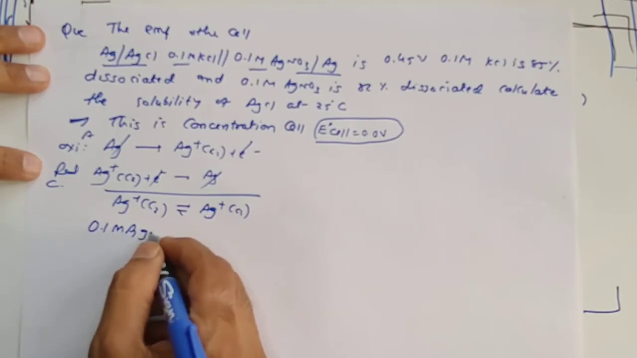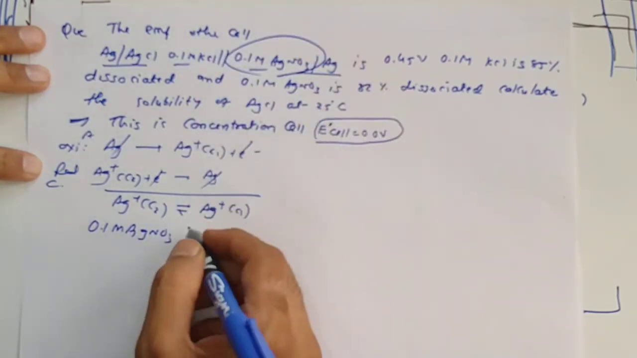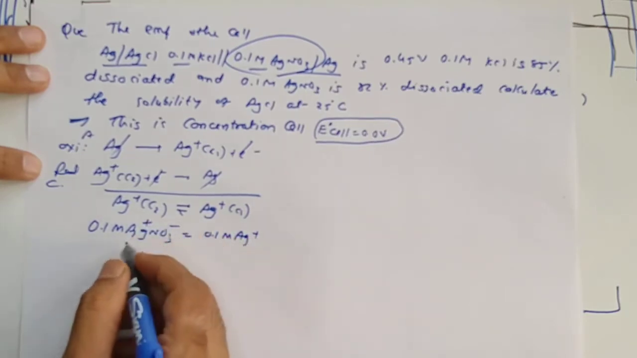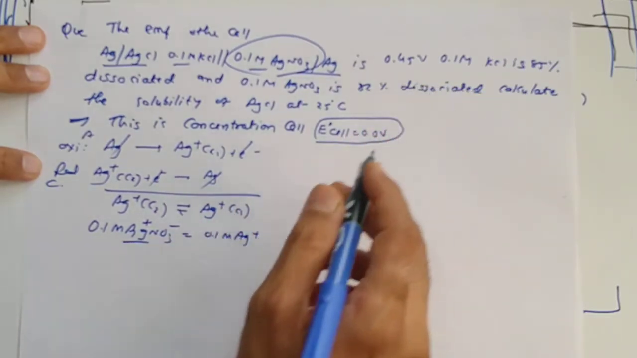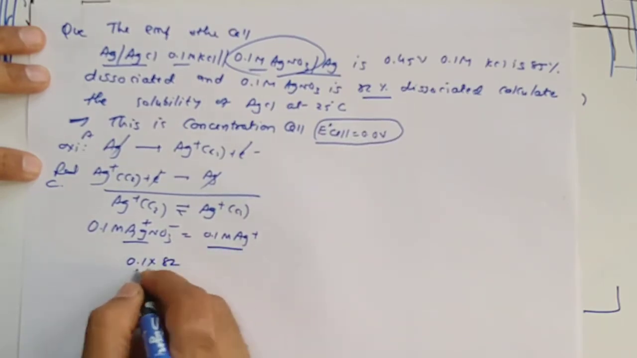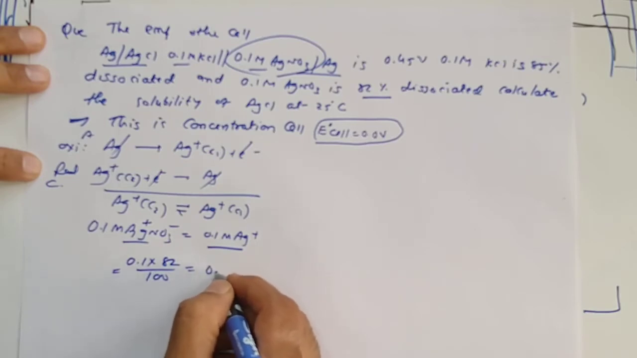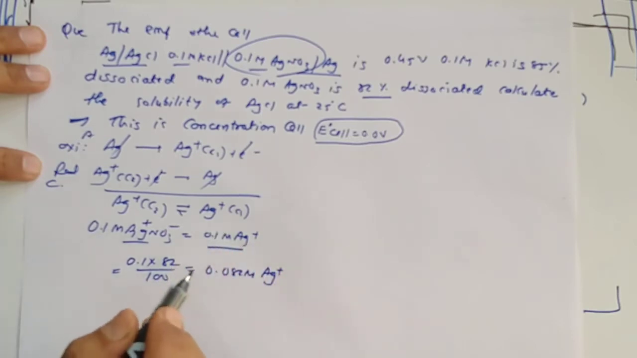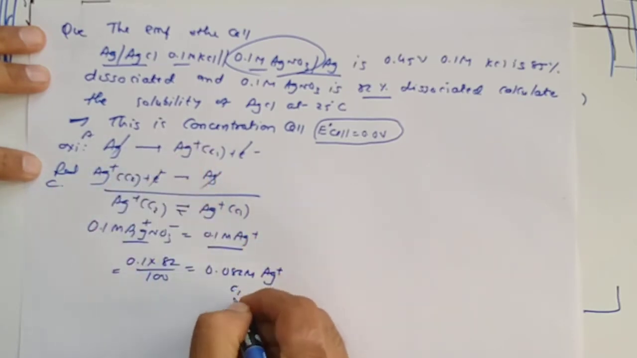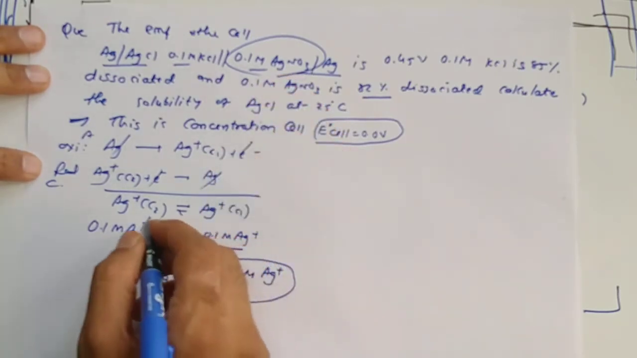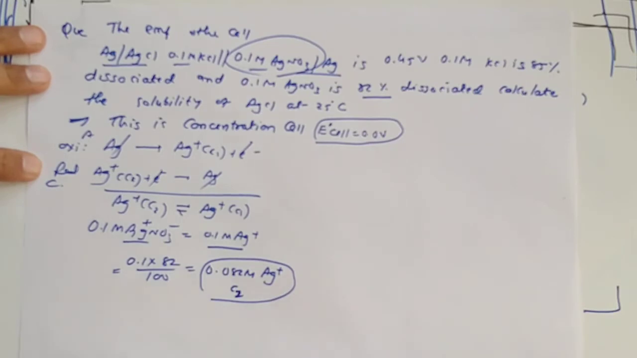0.1 molarity AgNO3 is on cathode. So 0.1 molarity Ag plus, and dissociation is 82%. So 0.1 multiplied by 82 divided by 100 gives 0.082 molarity Ag plus, which is our C2, the cathode. Sorry, C2 is cathode.